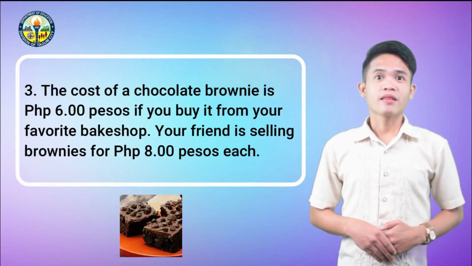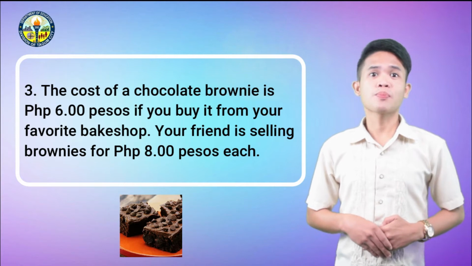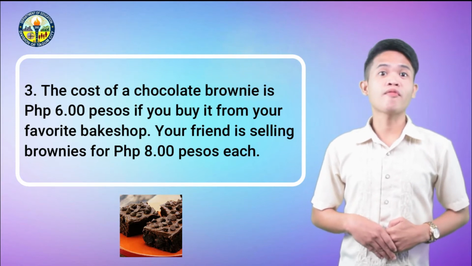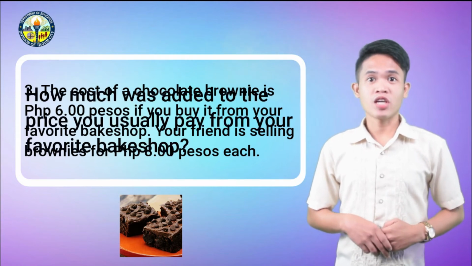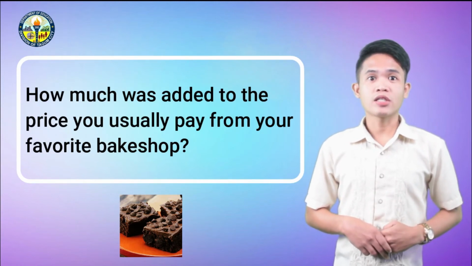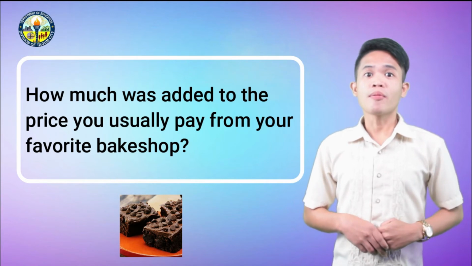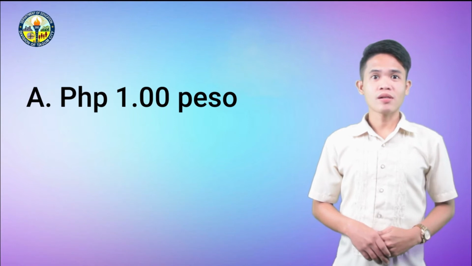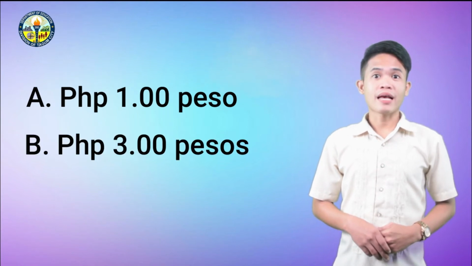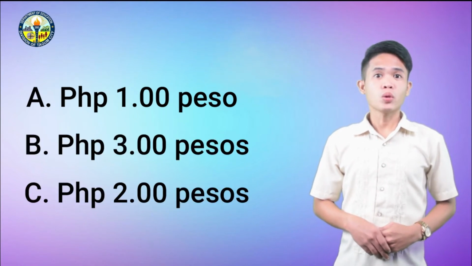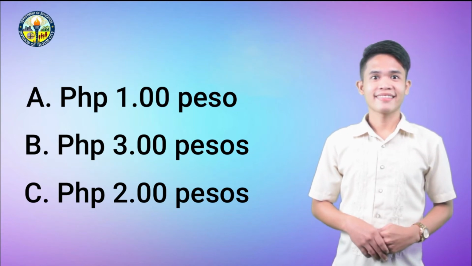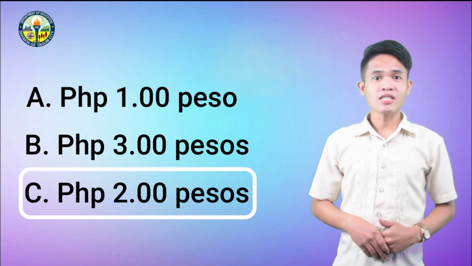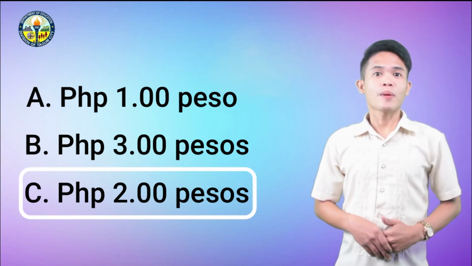Number 3. The cost of a chocolate brownie is 6 pesos if you buy it from your favorite bake shop. Your friend is selling brownies for 8 pesos each. How much was added to the price you usually pay from your favorite bake shop? Letter A, 1 peso. Letter B, 3 pesos. Letter C, 2 pesos. The correct answer is letter C, 2 pesos.